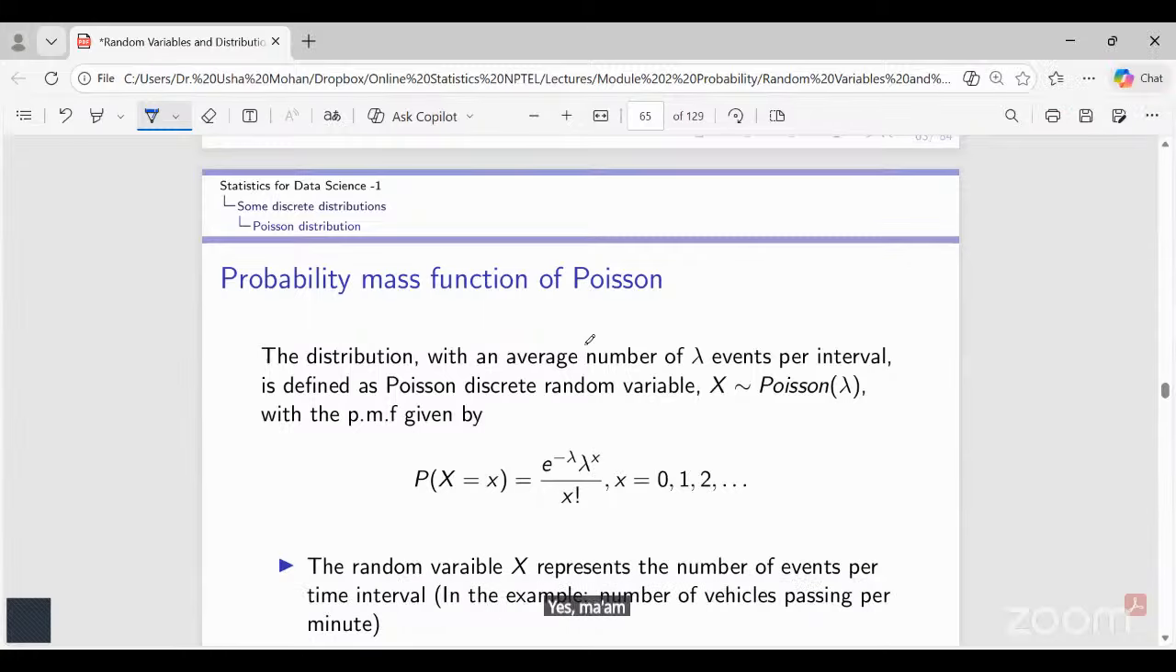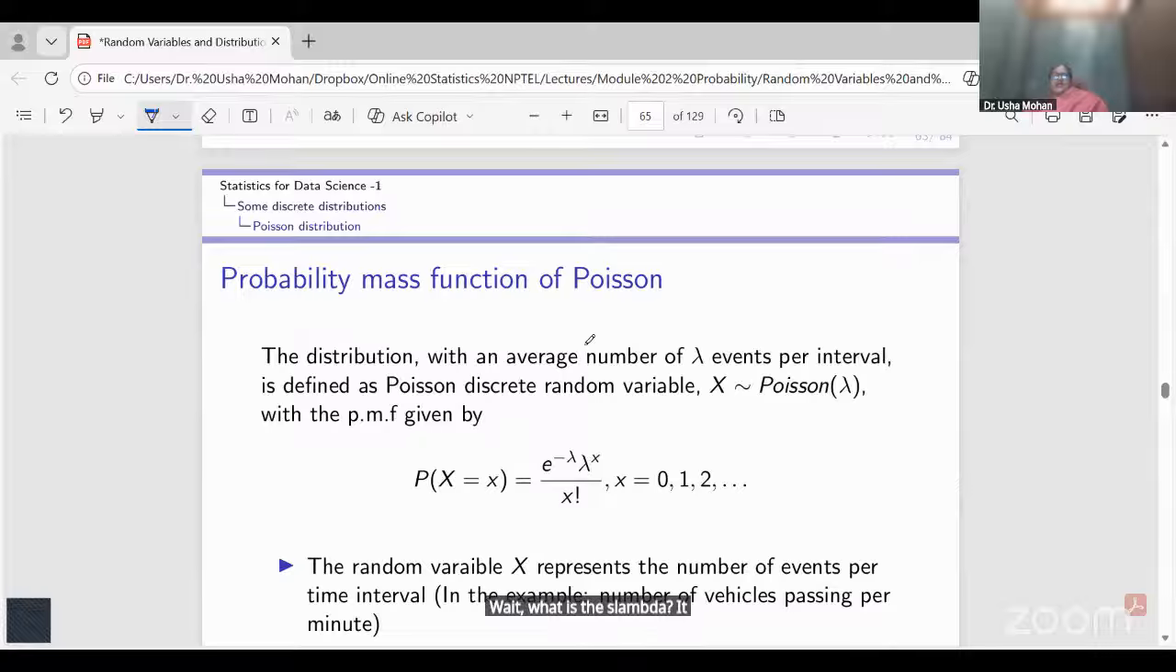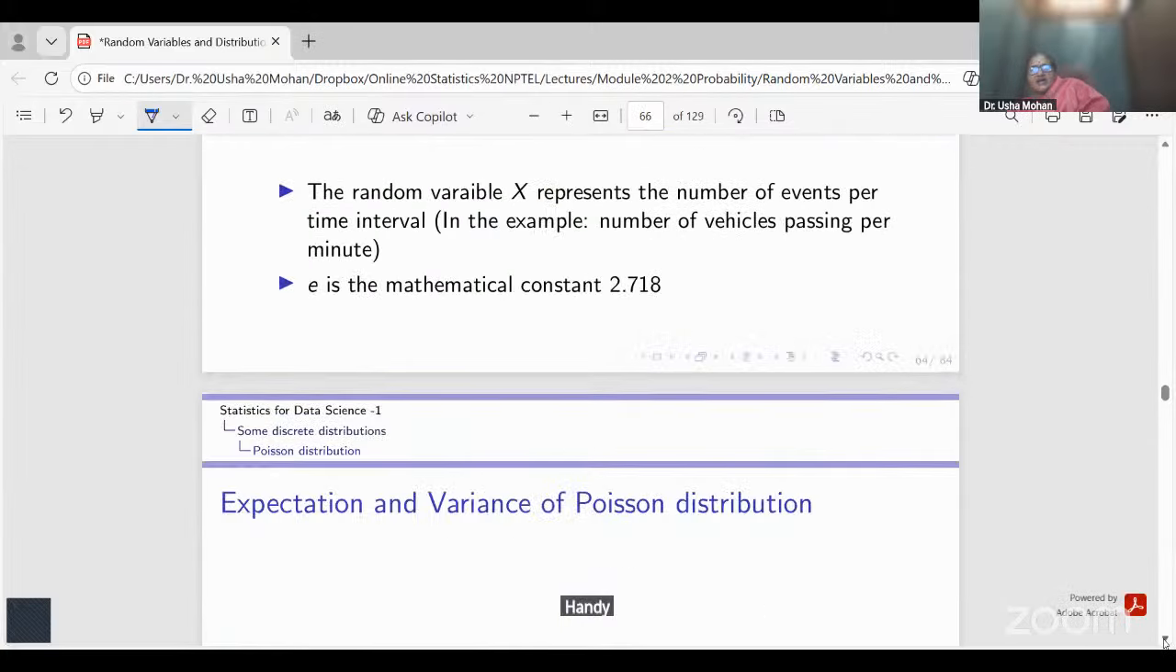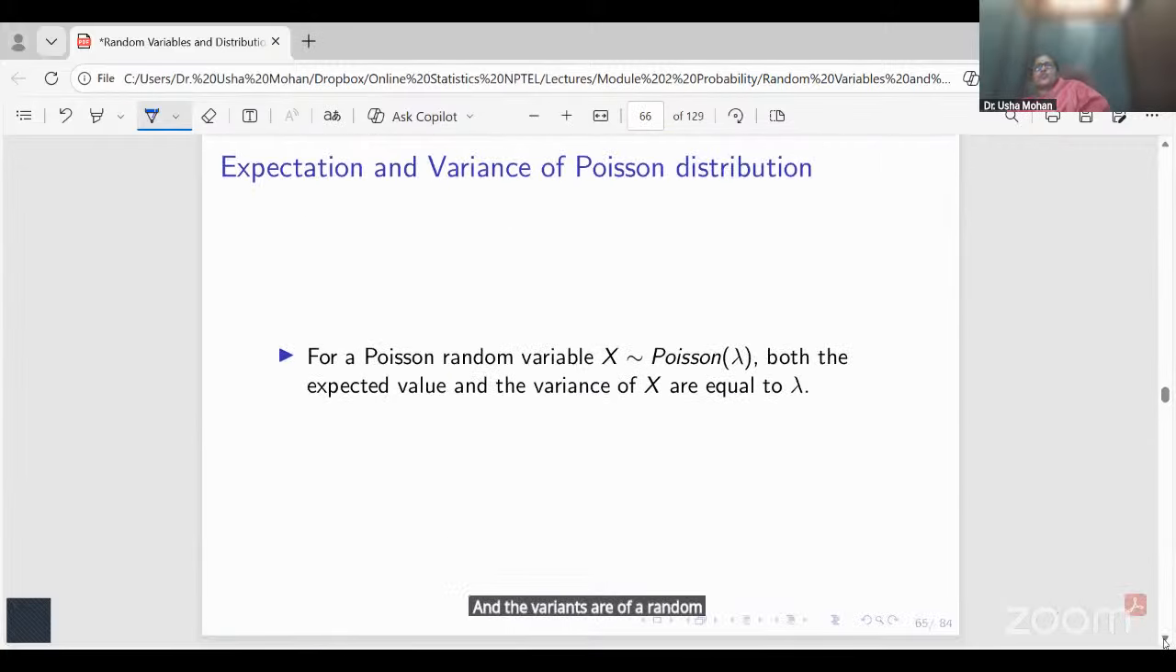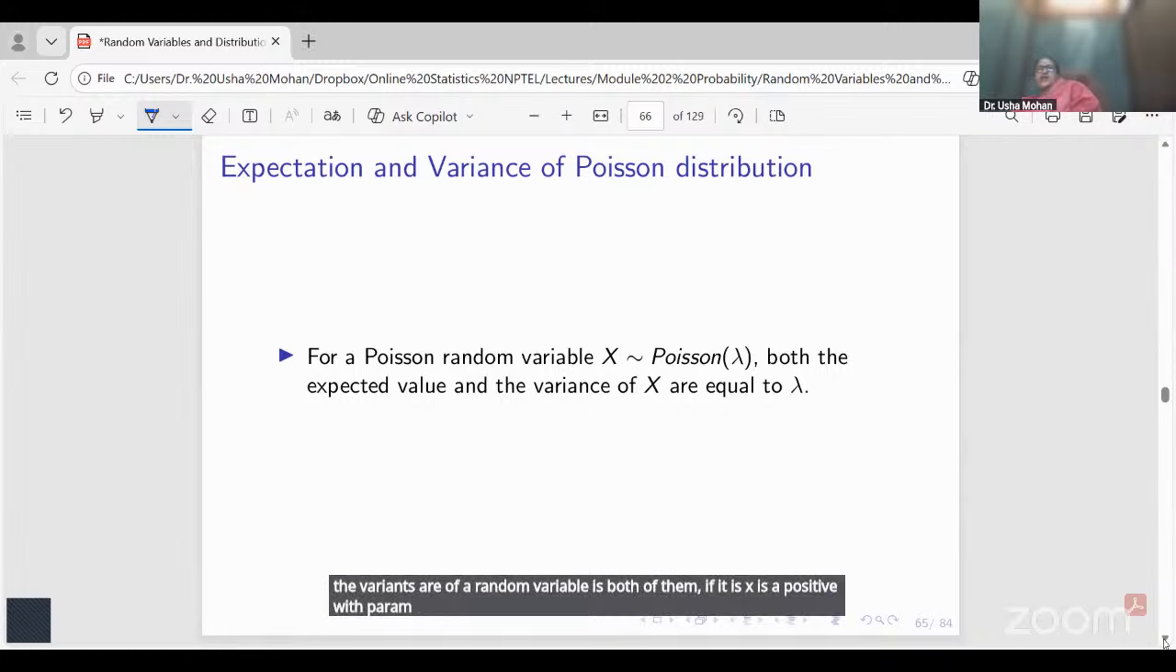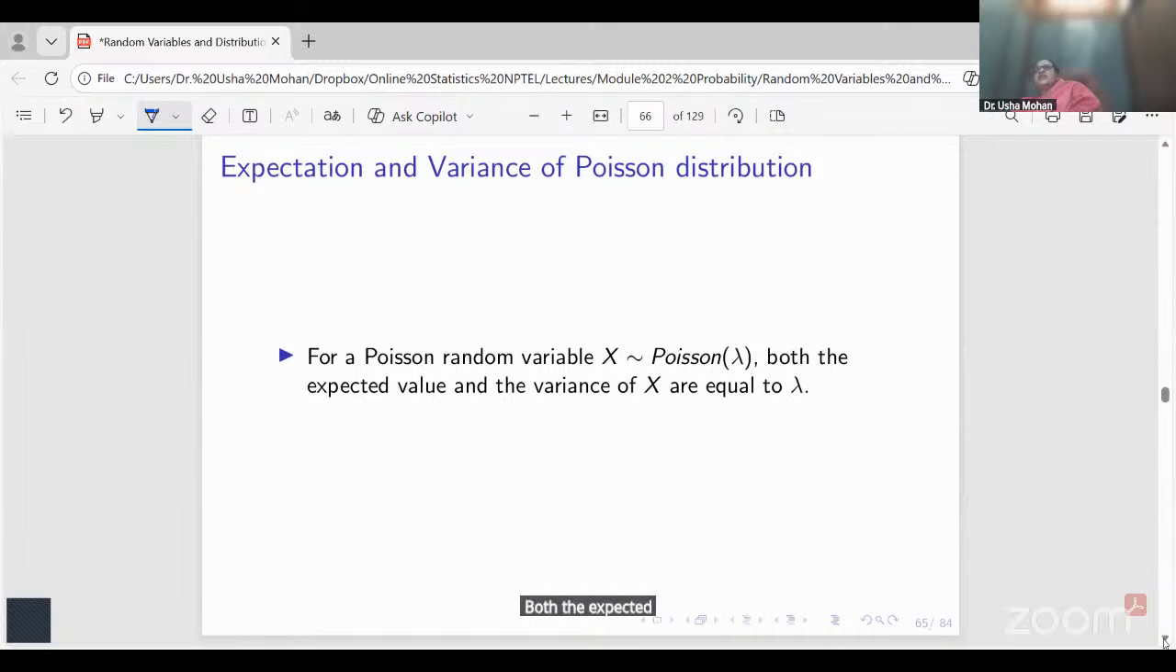Where, what is this lambda? It is nothing but the average number of events per interval. Now the expectation and the variance of a random variable: if X is a Poisson with parameter lambda, both the expected value and the variance are equal to lambda. Are there any questions here? Is this clear?